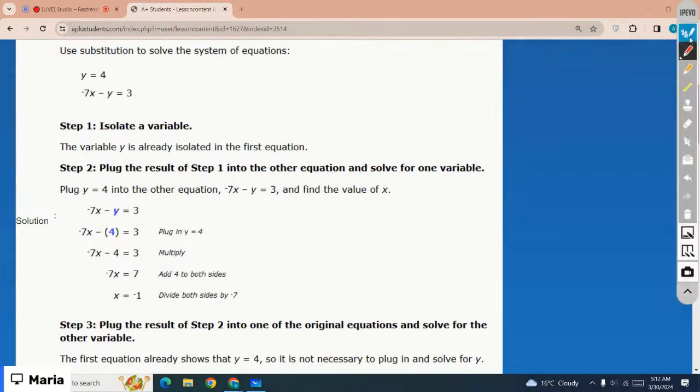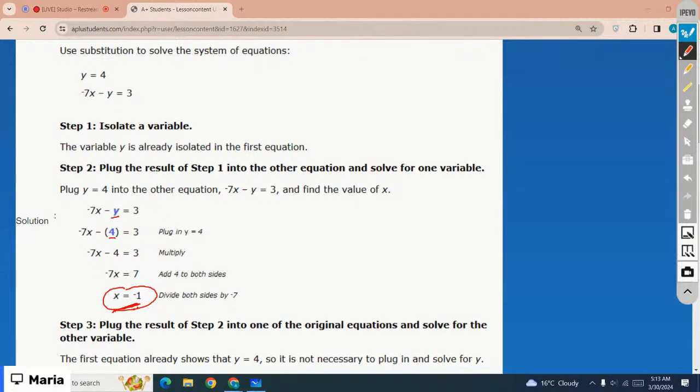So the second equation is negative 7x minus y equals 3. So just replace the y with 4 and solve the equation for x. You have x equals negative 1. Now you can substitute that x equals negative 1 in the equation. Basically, in this example, y already has a given value, right? But if you're not given the value of y, you have to substitute this x value in the first equation back and calculate the value of y, right?